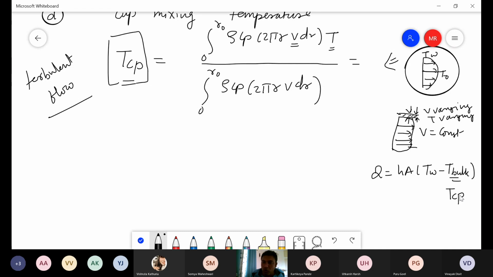Does it make sense? Sir, why are we not just calculating the average temperature, then why are we including the velocity in it? See, in this case, remember the temperature profile will not only depend on how it is varying across the pipe, but it also varies based on the velocity. It is going to be varying with respect to velocity as well. Okay, clear? So the effect of velocity will also be there on the temperature.